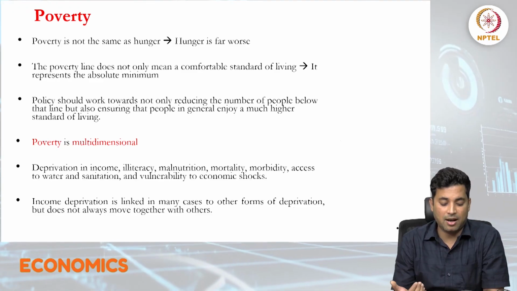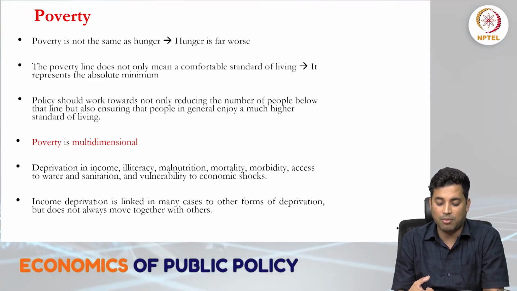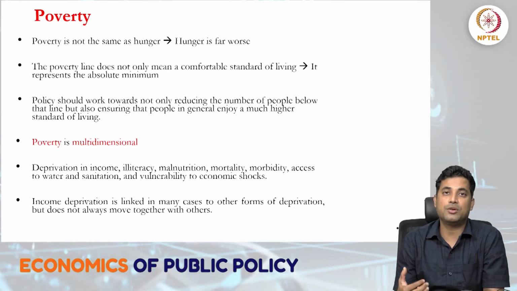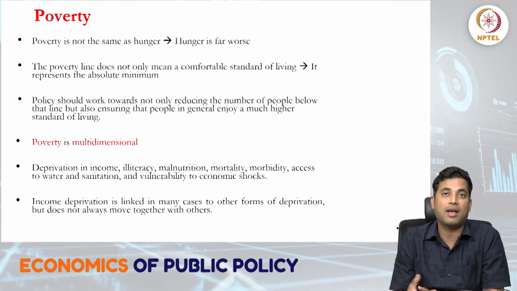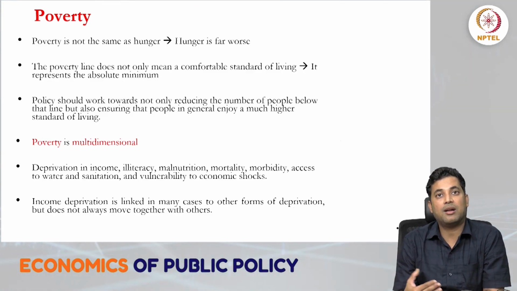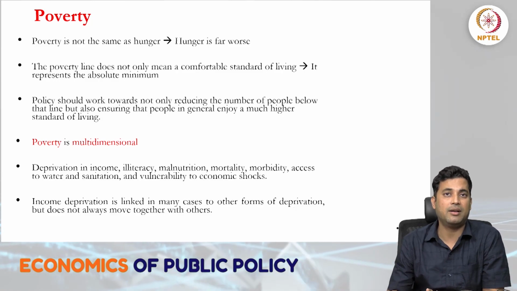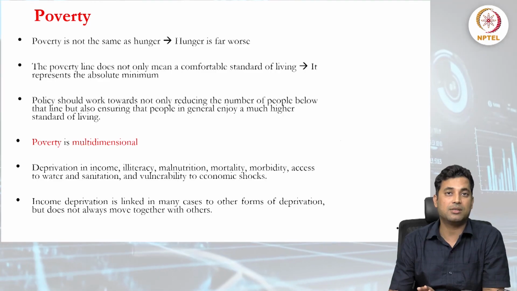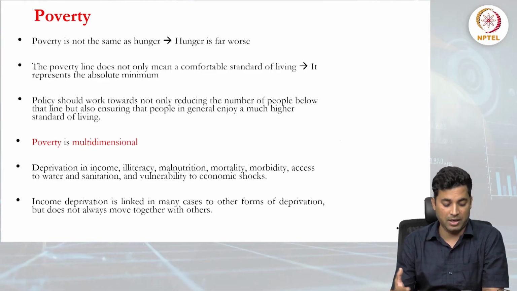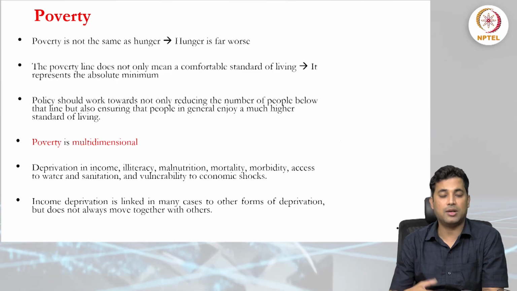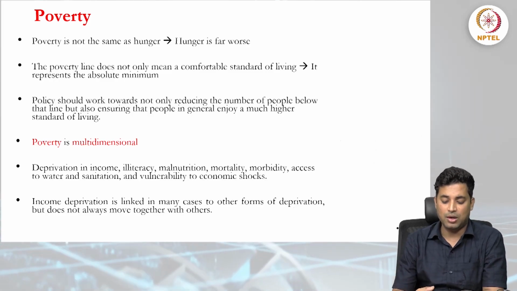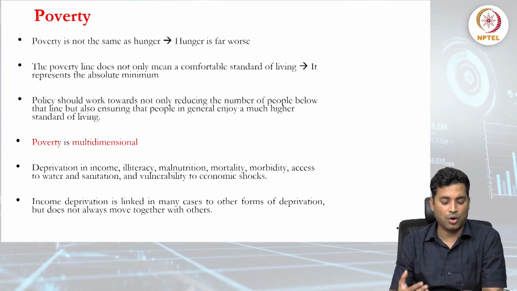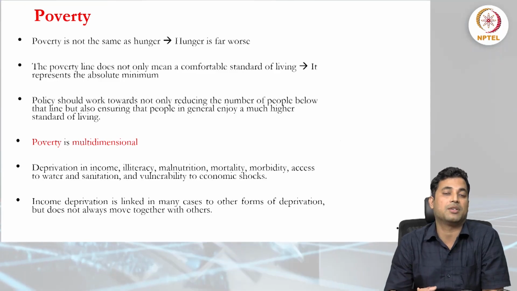Deprivation in income, literacy, malnutrition, mortality, morbidity, access to water, sanitation, and vulnerability to economic shocks. These indicators are broadly taken into consideration while understanding poverty. And therefore it is very clear that poverty is not only about a person's or people's level of income. Income deprivation is linked in many cases to different forms of deprivation, but does not always move along with the other deprivations.